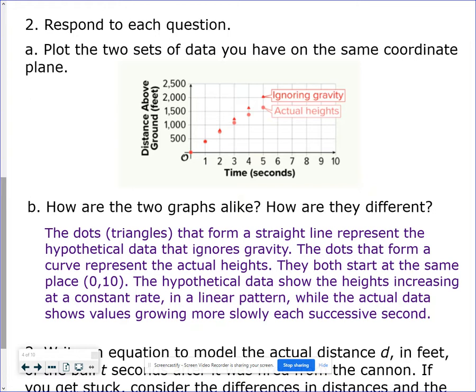But the actual heights are definitely not linear, right? They both start at the same place. And I know it looks like on here that they're both starting at the origin, but remember that first point was at 0, 10. When we're counting by 500s on the y-axis, 0, 10 is going to be practically at the origin anyway. They both start at the same height because we're saying the cannon started at 10 feet. And again, as we're watching what's happening here with these actual heights, as the differences are increasing, it's really that the actual heights are slowing down. They're not growing as quickly.